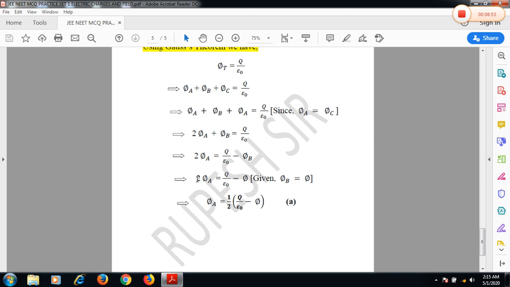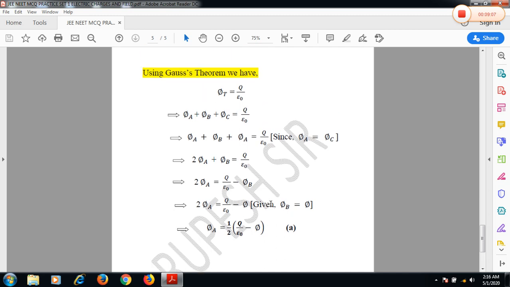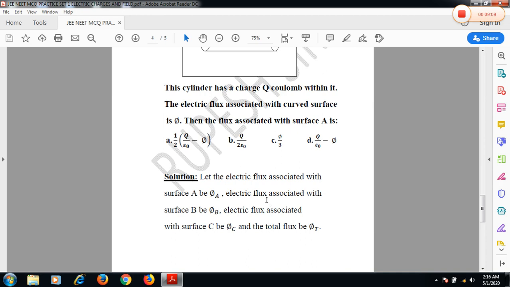Hence we have 2 phi A equals to q by epsilon naught minus phi, given phi B equals to phi. It has been given in the question. So we have phi A equals to half into q by epsilon naught minus phi. So see, option A is correct here.